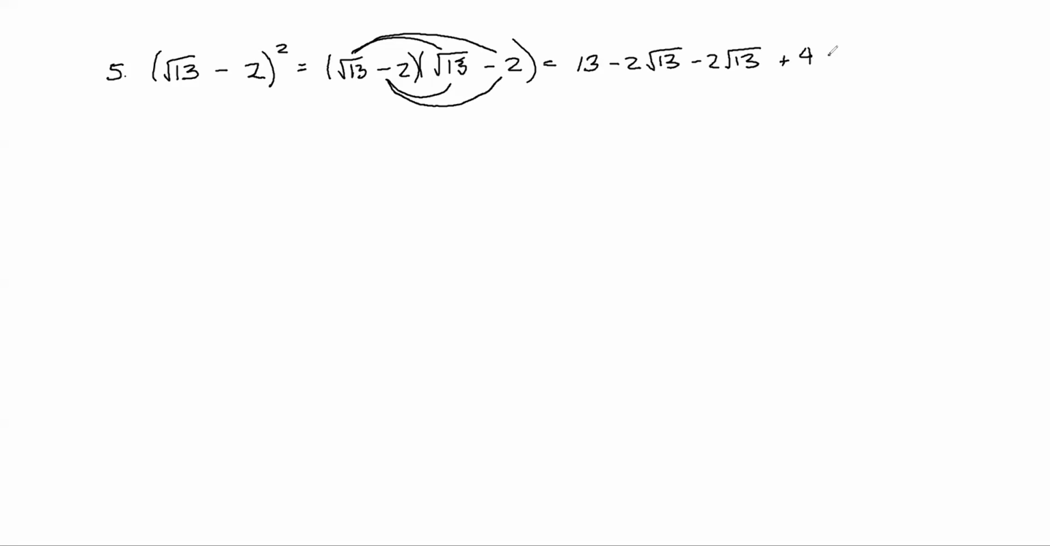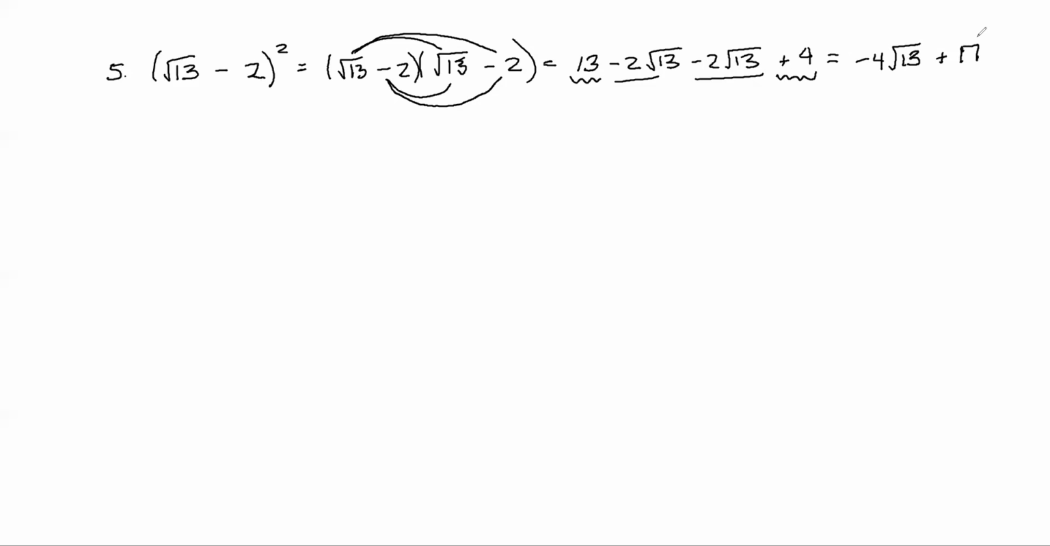Now, be careful when you're simplifying this one. If you look at the middle terms here, we have a negative 2 square root of 13 and a negative 2 square root of 13. Even though those are the same, they are not opposites, so they do not cancel out. So we do want to go ahead and actually add those together. So negative 2 minus 2 is negative 4 square root of 13. And then lastly, we have 13 plus 4, which is a positive 17.